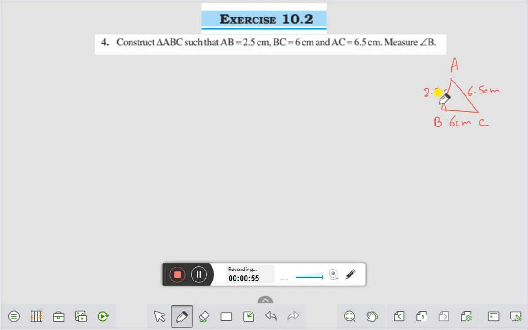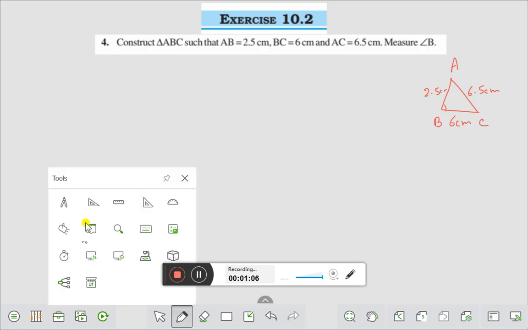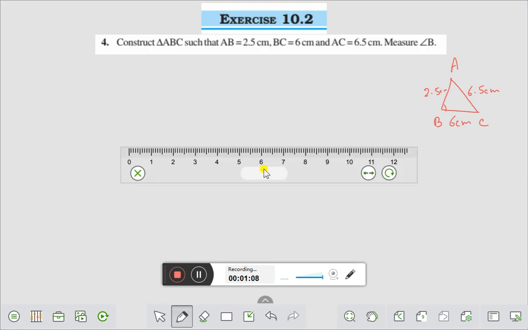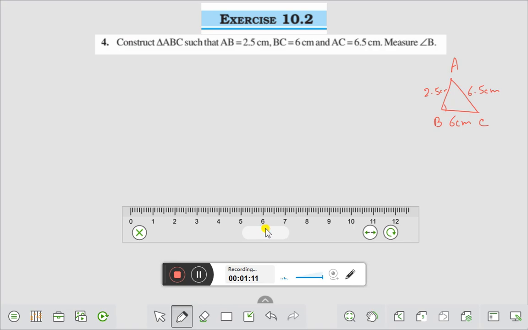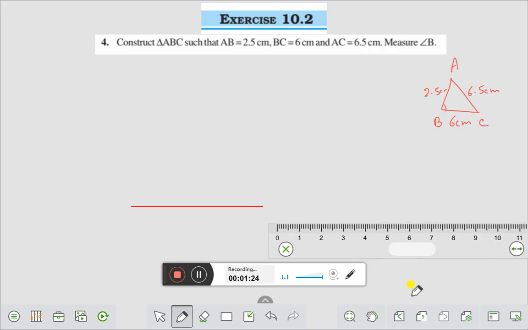Let us first draw the triangle. First of all, take a ruler. With this ruler we draw a line of 6 centimeter, BC. Here you see this is exactly 6 centimeter, and the name of this line is BC.